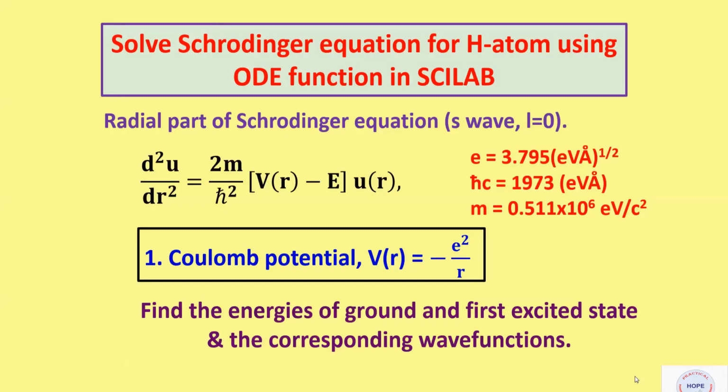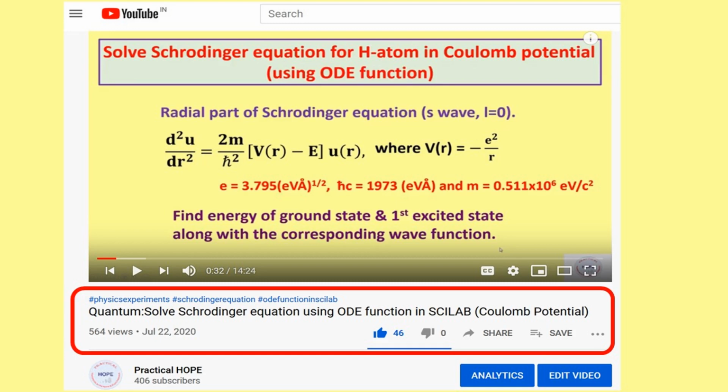Before continuing further, I suggest you to watch my previous video on how to solve Schrödinger equation using ODE function in Scilab for Coulomb potential. The present video is a sequel to that. The basics of ODE function and its implementation for Coulomb potential has been explained in detail in that video. The link of that video has been provided in the description box.